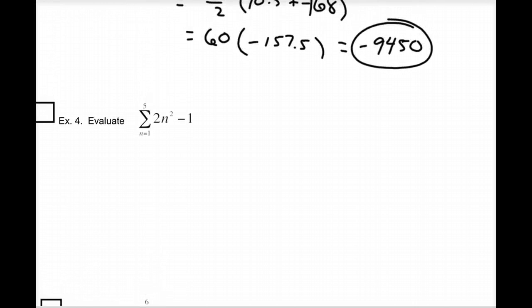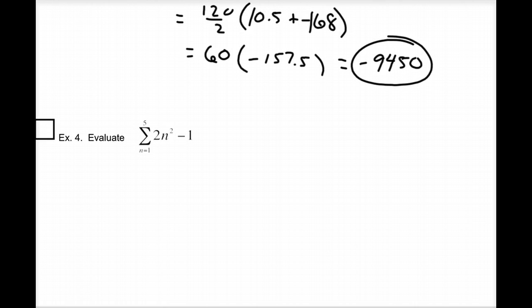Okay, we're going to wrap it up here. We've got 2 left. 4 and 5 are a little bit different because they're not arithmetic. Okay? So they're not arithmetic because, see, I got 2n squared minus 1. That's actually quadratic. I want it to be linear. They're not arithmetic.